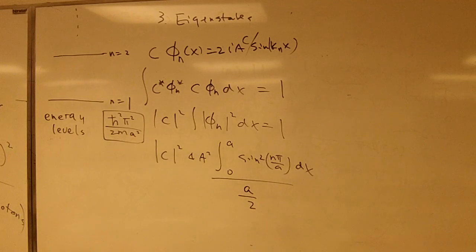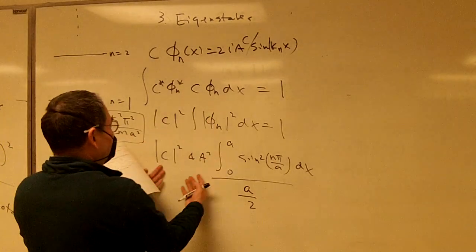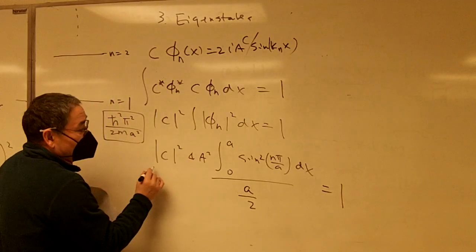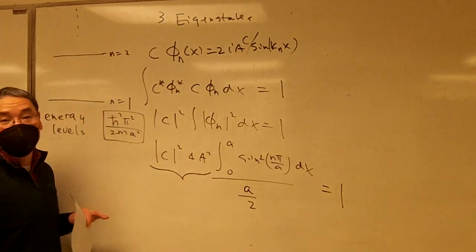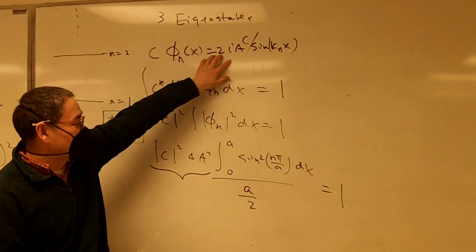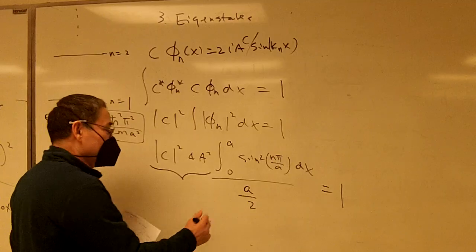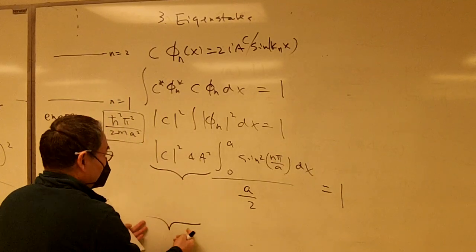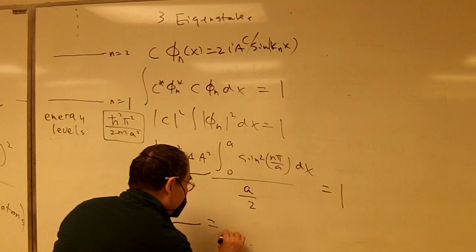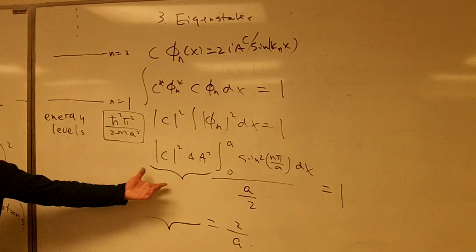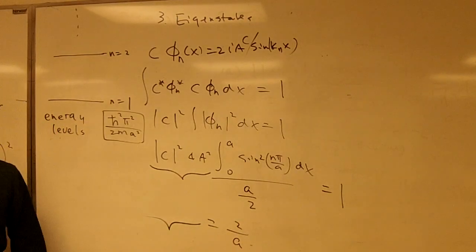And this part is just a equals a over 2. So you can see the entire wave function expression equals 1. Now, folks, I'm going to call this entire thing, you remember, this entire thing is just in front of my wave function. So therefore, this entire thing, the brackets representing this part, just equals 2 over a, like that. 2 over a.